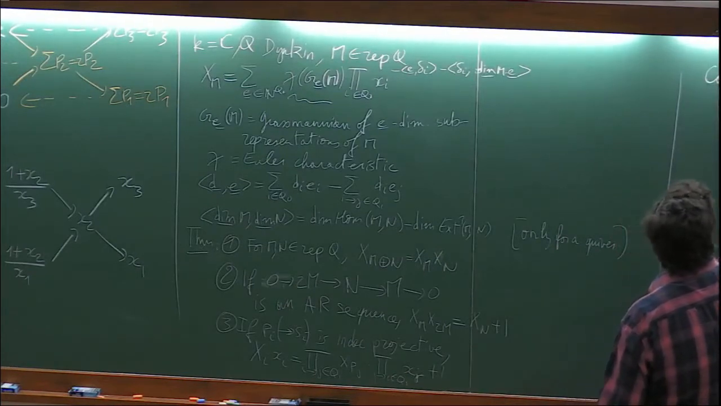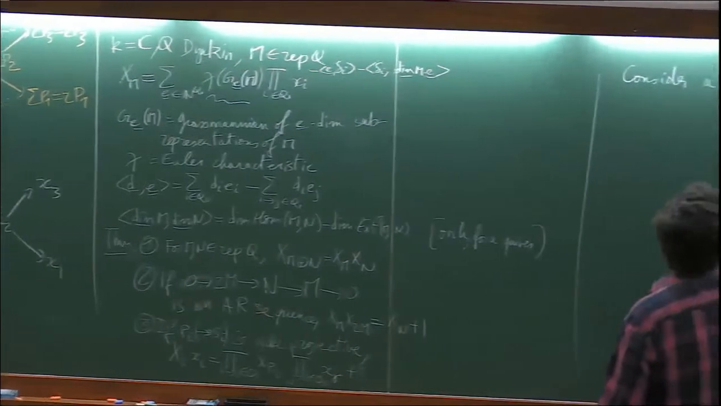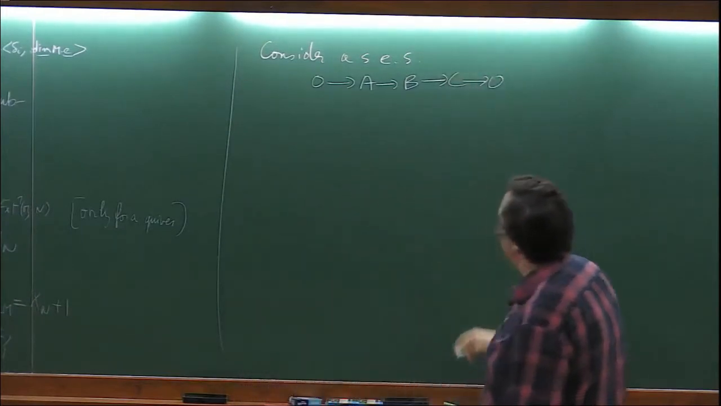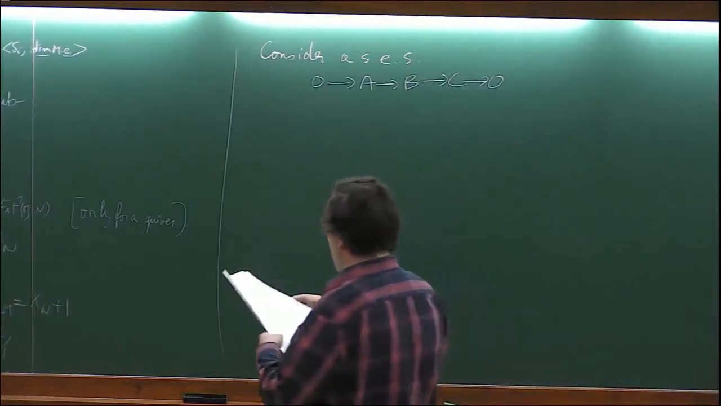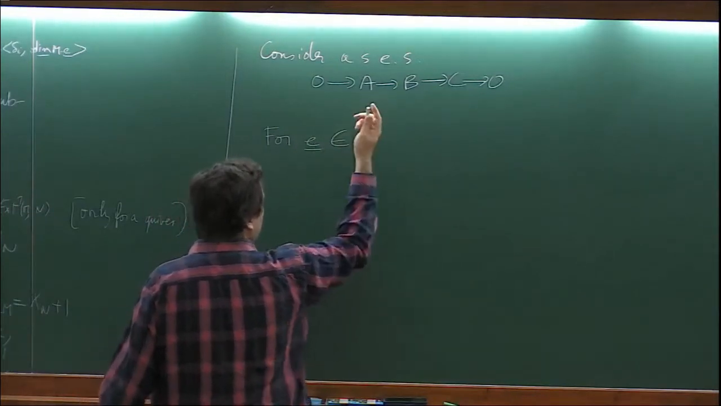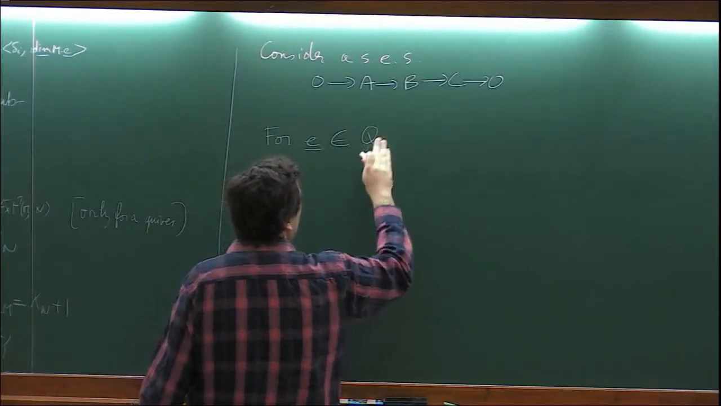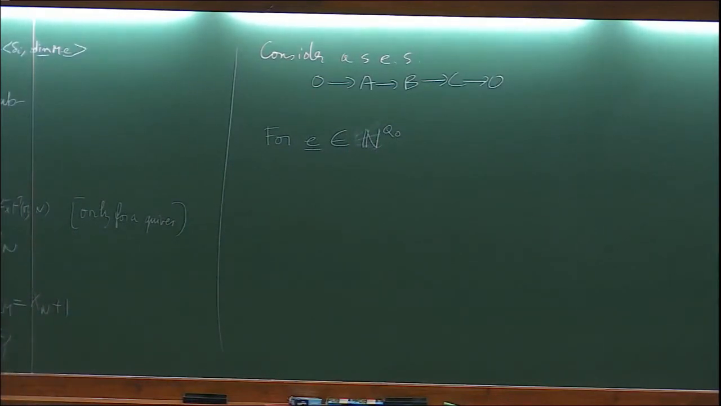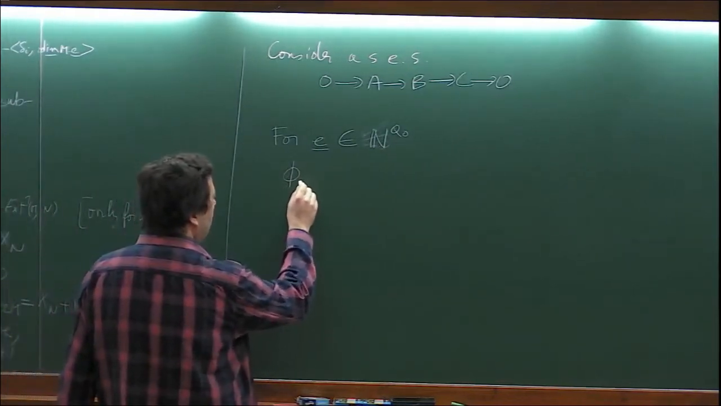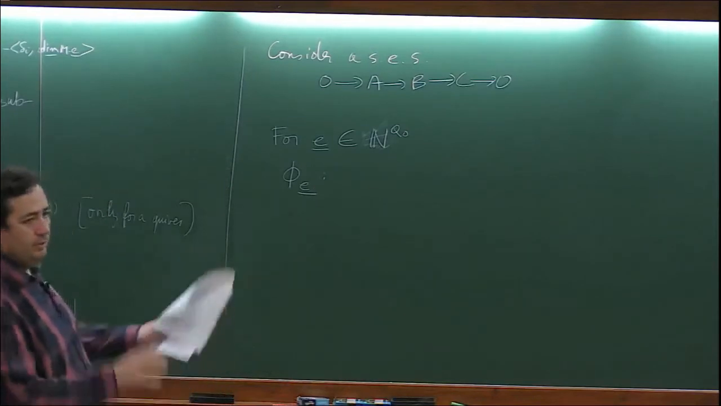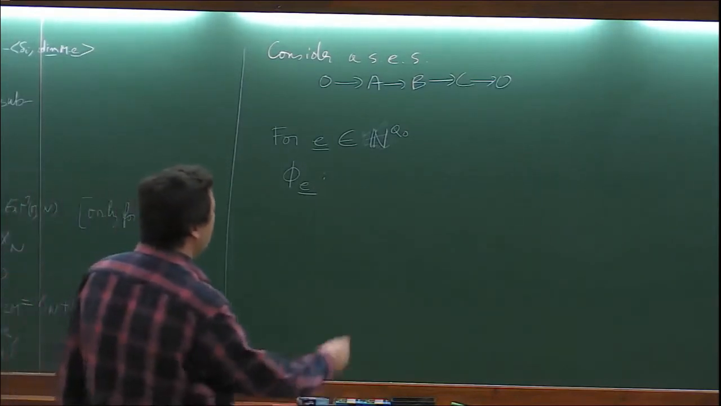I consider a short exact sequence of the following form: A, B, C. So very generic short exact sequence, and I fix some dimension vector E for the quiver Q. And then I define the following map. So I will define it naively, and I will try to give more detail. I will call it big phi E, and it will be the central tool for this proof.